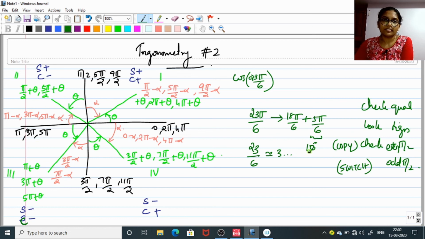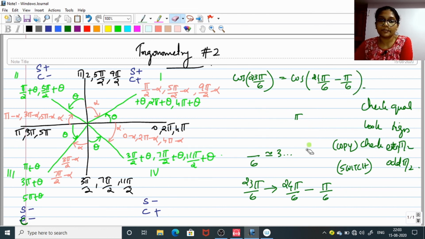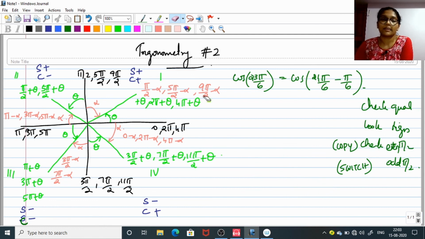So let us have another way. Lastly, we had 6 into 3, 18. So next case, you just take 6 into 4, 24, which means 24π/6 minus π/6. From 24π/6, you are reducing π/6, hence it becomes 23π/6. So cos 23π/6 can be split as 24π/6 minus π/6. So what is 24/6? It is 4π minus π/6.